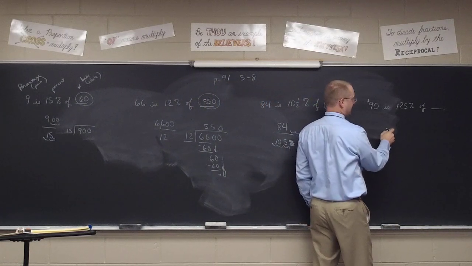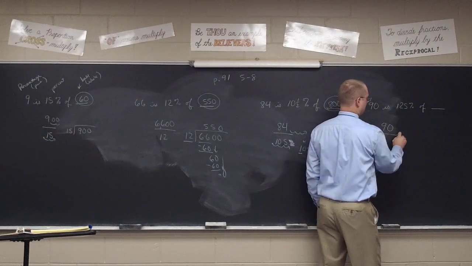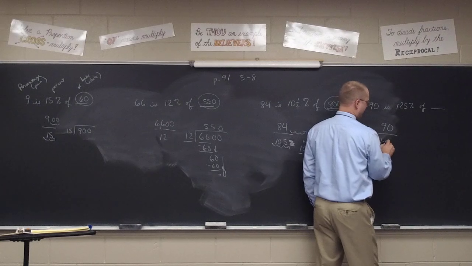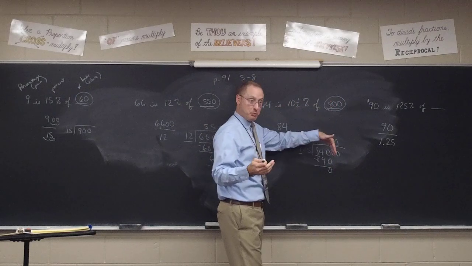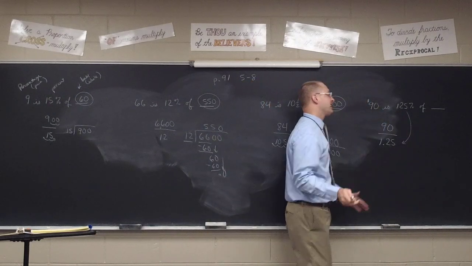Oh, okay. Just do what we've been doing. 90 over 150, or 2, or 1.25. How about 1.25? There we go. Right, the 90 over 1.25, because that's what this would be if we change it to a decimal, but you can't divide by a decimal.